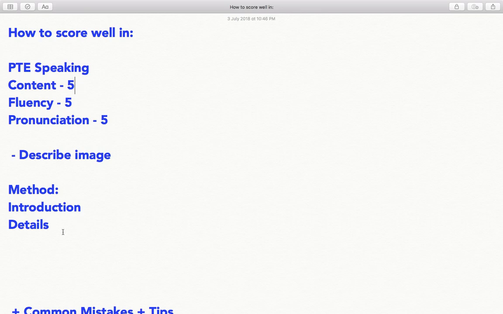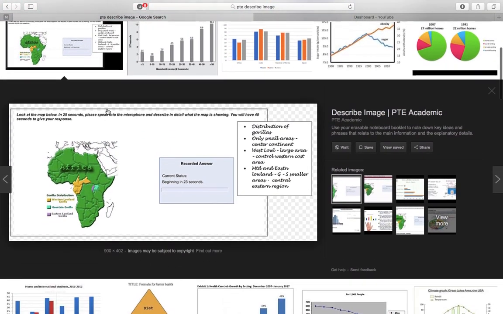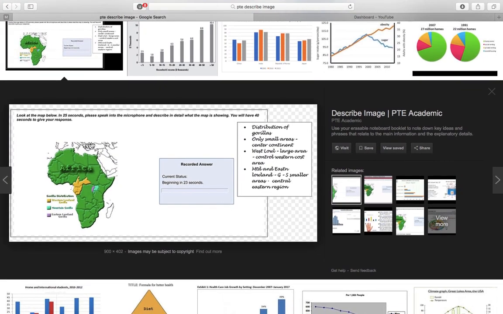Okay, moving on. After the details, the last part is what I call conclusion. In conclusion, you simply give an overall summary of the image. So what do you exactly notice from the image? To give you an example, okay, let's start with this one. To conclude, Africa had a very small amount of gorilla distribution, where the highest were the western lowland gorillas.